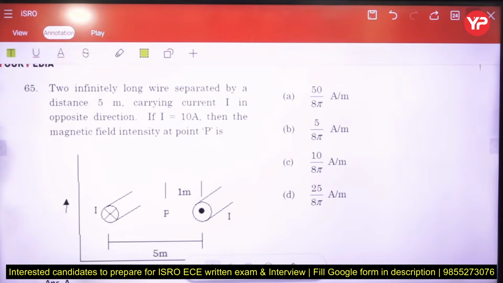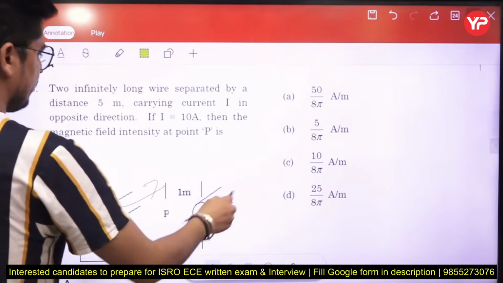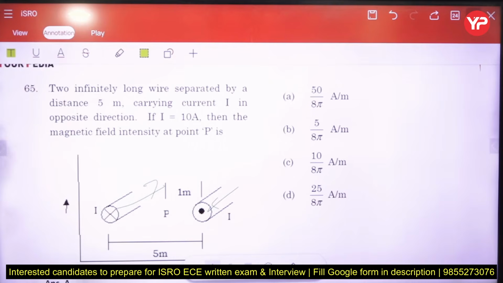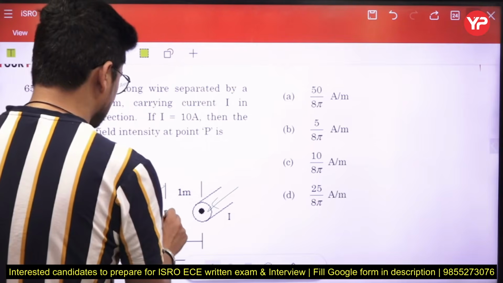Two infinitely long wires are separated by a distance of 5 meter carrying a current I in the opposite direction. This current is going inside the paper, and this current is coming out of the paper. If I is 10 ampere, then we have to calculate the magnetic field intensity at this P point.